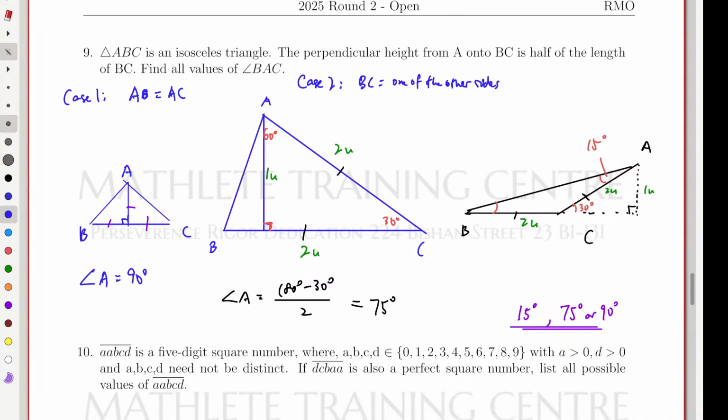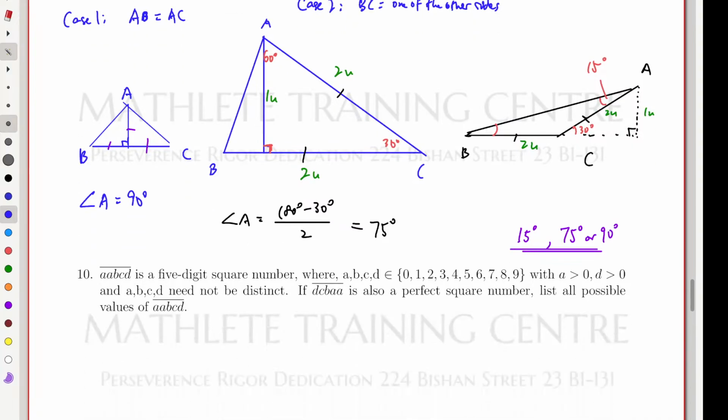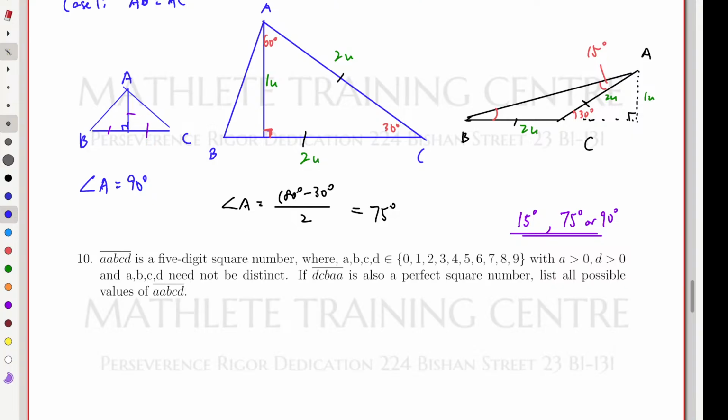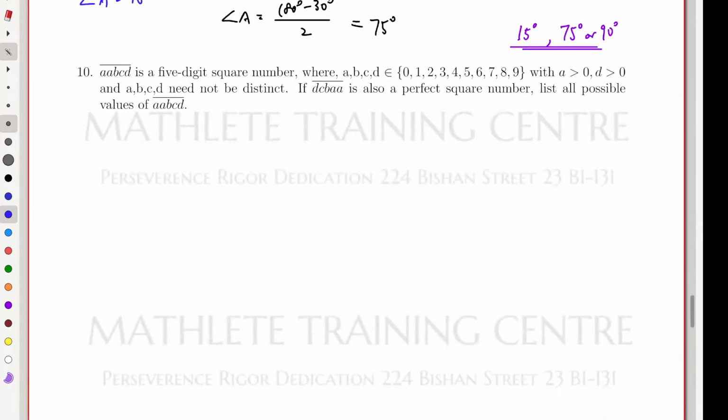Okay. Question number 10. Question number 10 tells you that AABCD is a 5-digit square number where ABCD can be any digits from 0 to 9. But A and D must both be bigger than 0. Now they tell you that DCBAA is also a perfect square number. List all possible values of ABCD. How to begin? Seems like there's no way to begin. Well, you begin from here.